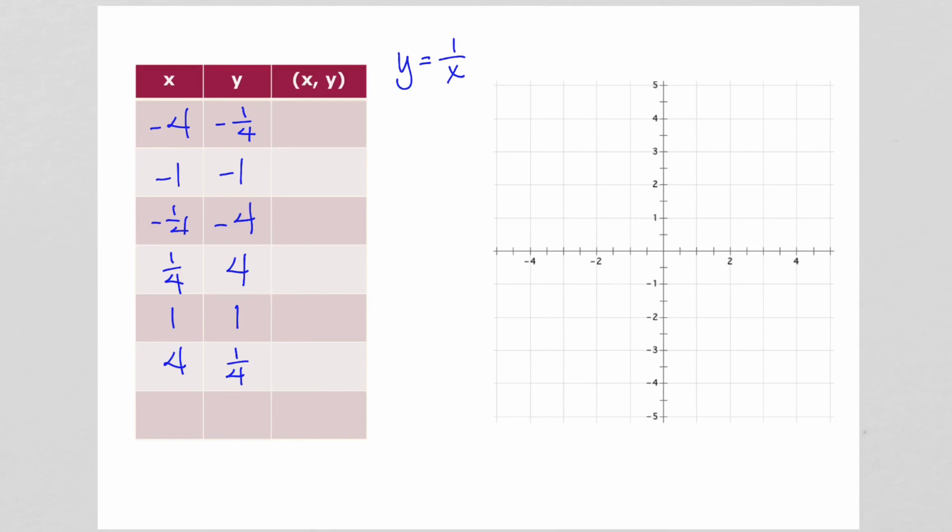So we'll plot these points, (-4, -1/4), (-1, -1), and (-1/4, -4). And then we have the points (1/4, 4), (1, 1), and (4, 1/4). So we already know it's not going through the origin. So what this actually looks like is this here. And this is another one of those common functions you'll see fairly often, y equals 1 over x.